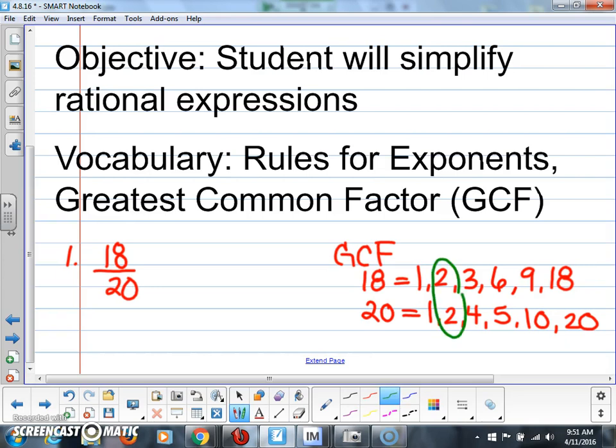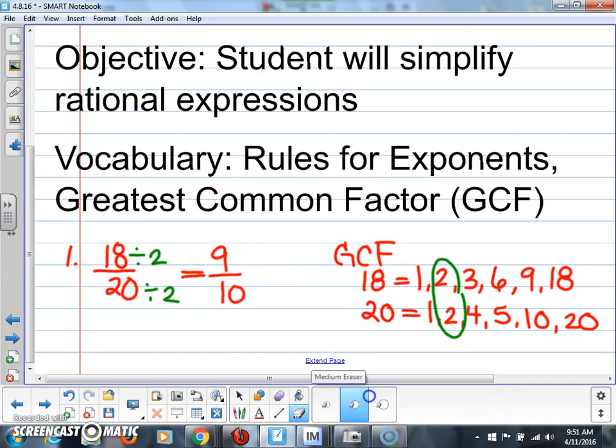Okay, so it's going to be 2. So we're going to divide the top and the bottom by 2. What's 18 divided by 2? 9. And 20 divided by 2? 10. Could I reduce that fraction more? That's it. Okay, so I have reduced my fraction to the lowest term. Okay, next example, number 2.